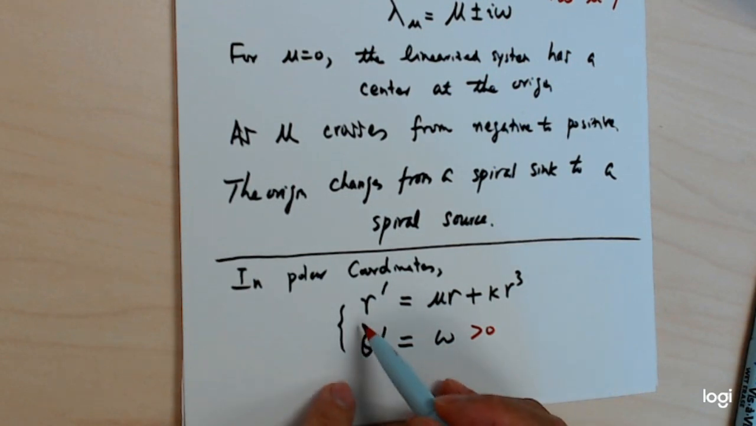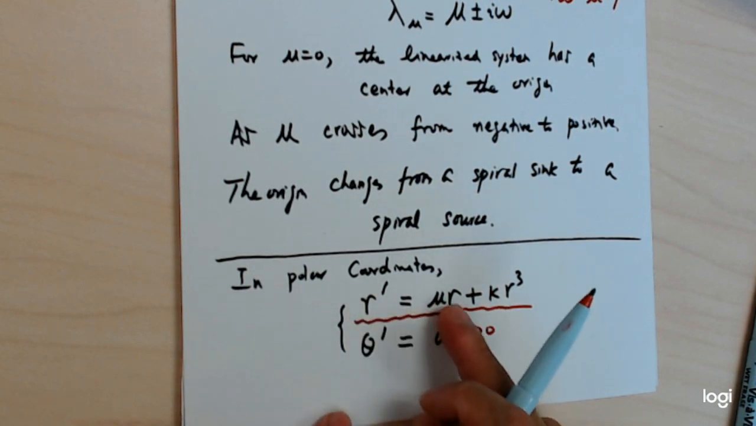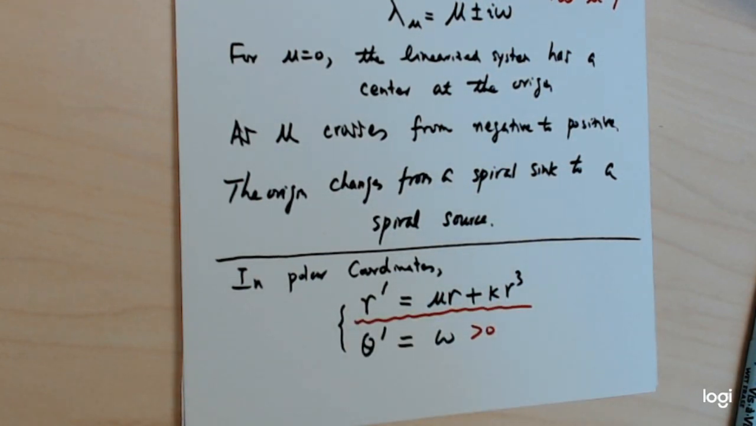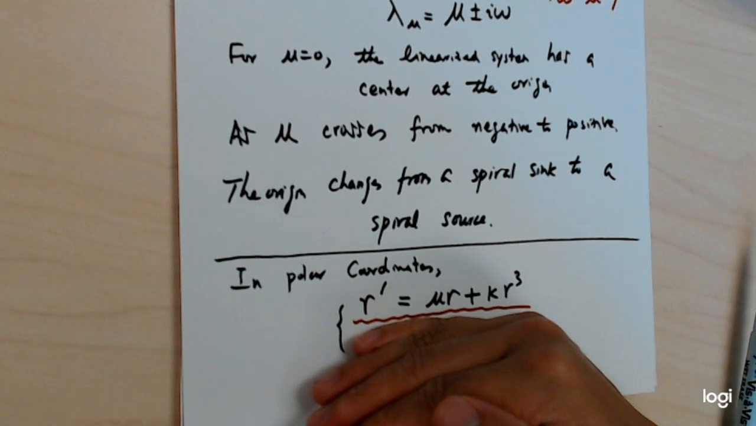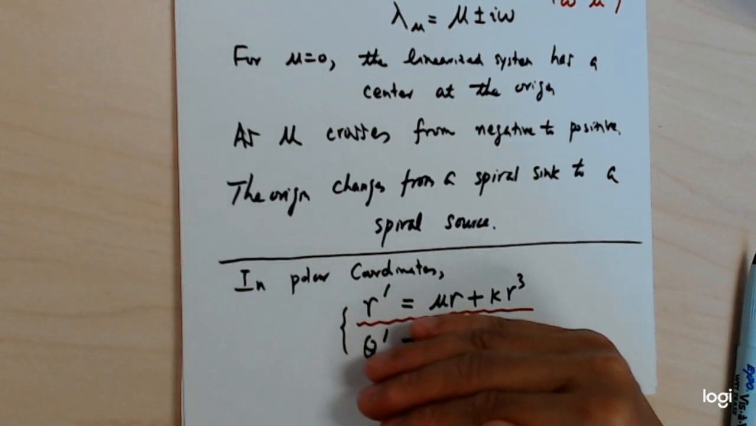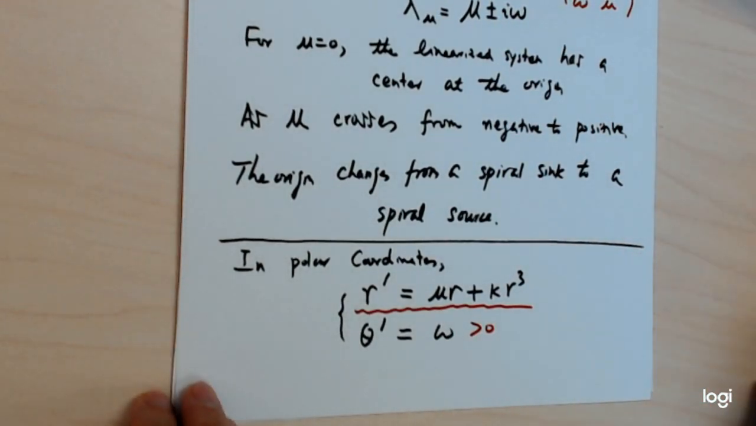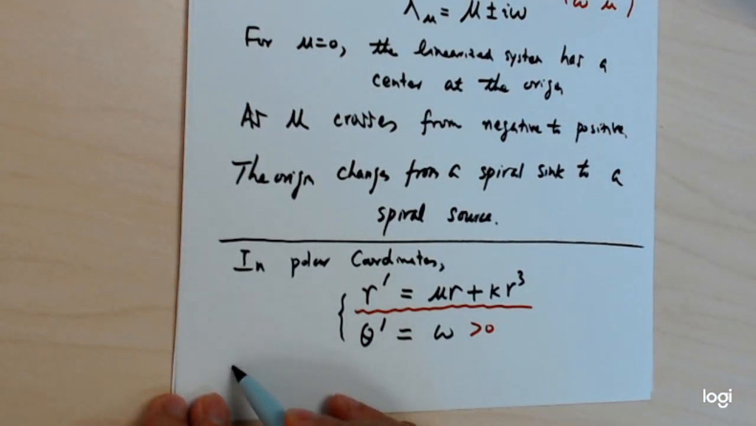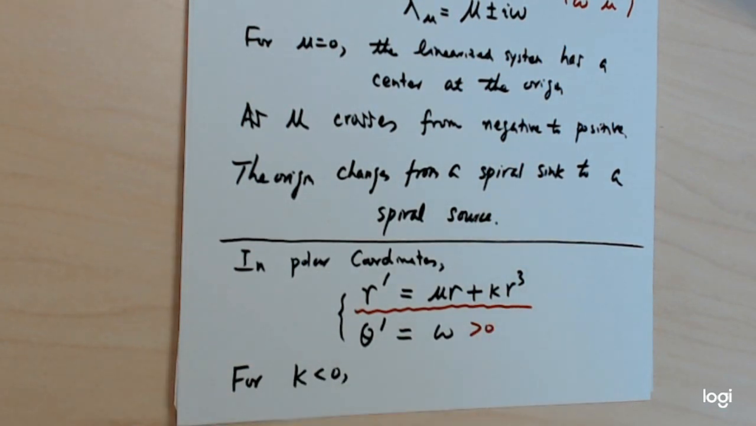So we should be focusing on this single equation here, the one about r. r prime is mu r plus k r cubed. This is actually a single variable, a single equation. So let's take a look at one scenario first. Let's analyze the case where mu is negative.